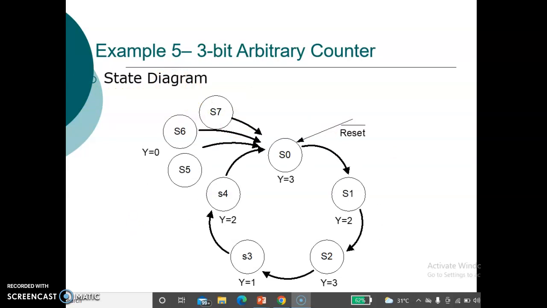State diagram. State 0, state 1, state 2, state 3, state 4, state 5, state 6, state 7. First reset. Then here Y3. Then state 1, Y2. State 2, Y3. State 3, Y1. State 4, Y2. State 5, Y0. State 6, state 7.